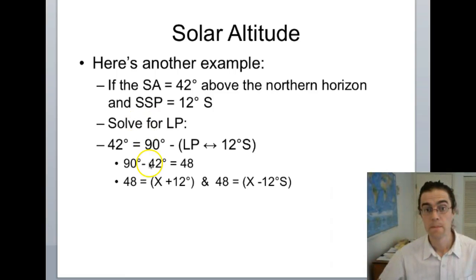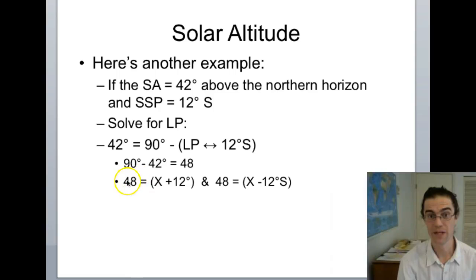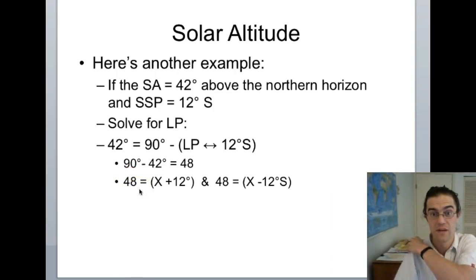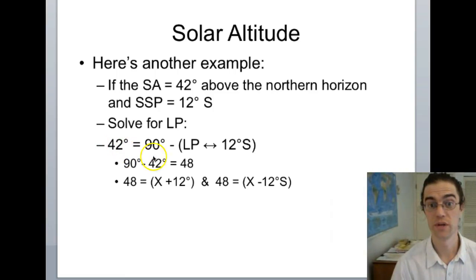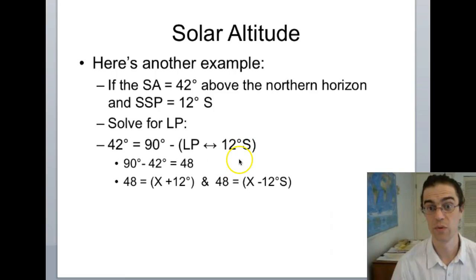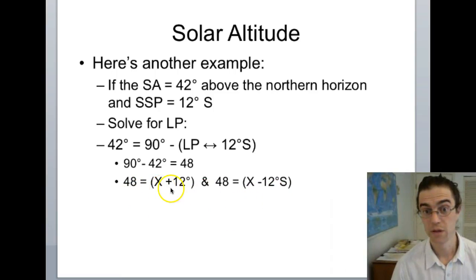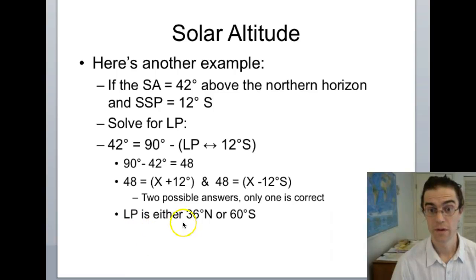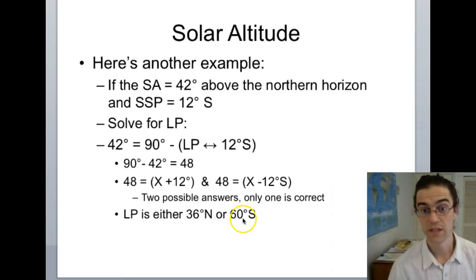Okay. To continue our coastal theme down the west coast, we have our 42 degrees equal to 90 degrees minus the difference between our latitude of place and our subsolar point. So you have 90 degrees, take away 42, it's 48. And again, we have two ways of getting at the 48. We have x plus 12 degrees or x minus 12 degrees south. So LP is either 36 degrees north or 60 degrees south.